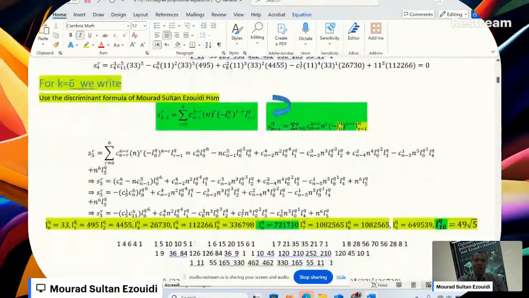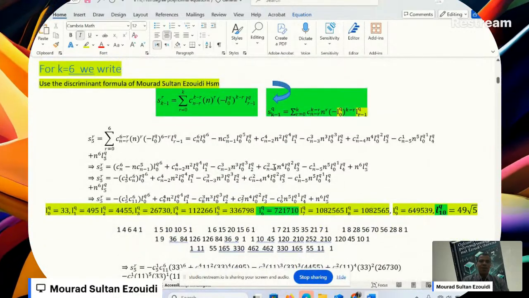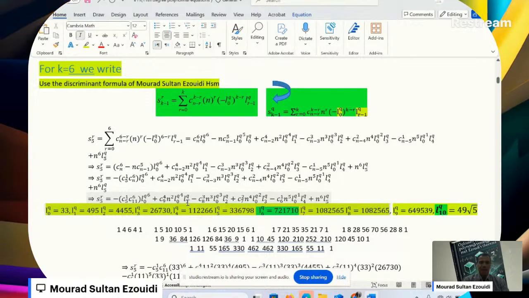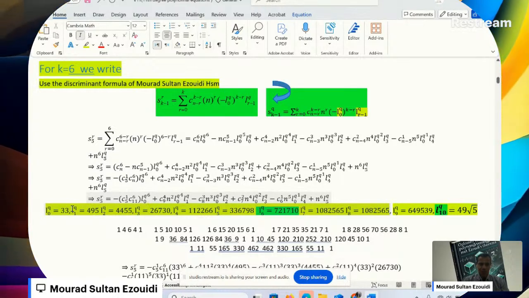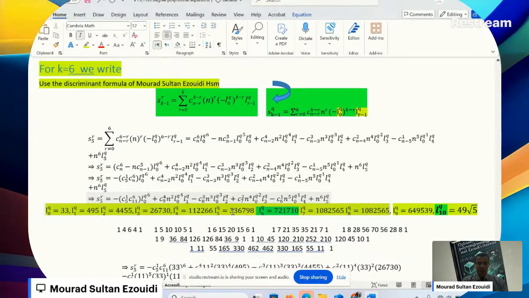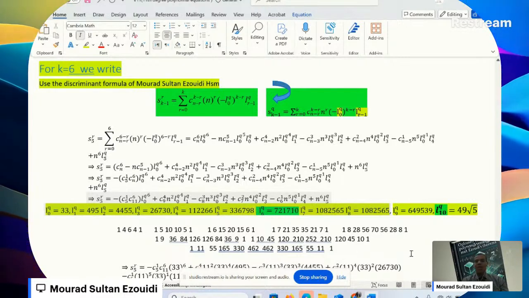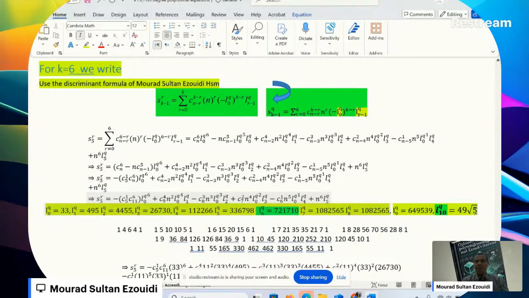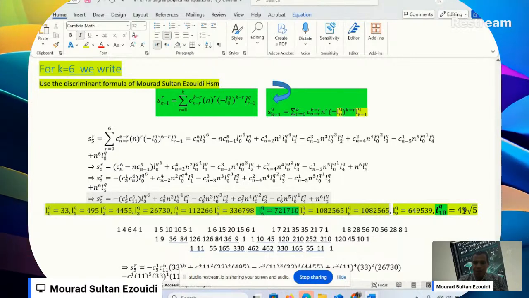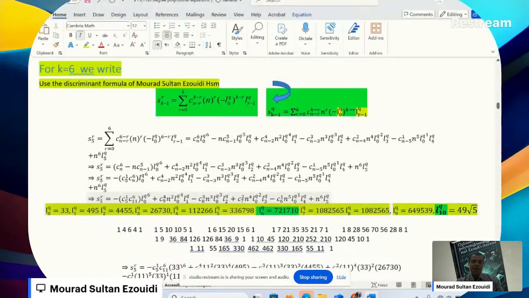To find S5, just, my kids, put k equals 6 in the discrete formula, make expansion, and you will write S5 in its lowest term like that. Now, just put L0 with 33, L1 with 495, up to L5, which is equal to 336,798. Then you are going to use a calculator, and you will find that it is going to be equal to NO. Okay? Means that the value of S5 is equal to 0.